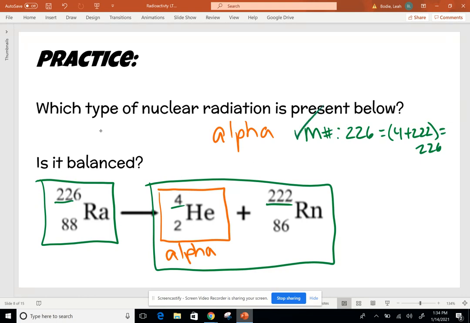Now let's double check our atomic number. So we started with 88. Now we'll look on our right side here. So 2 plus 86. Well, perfect. That equals 88. So our equation is balanced.